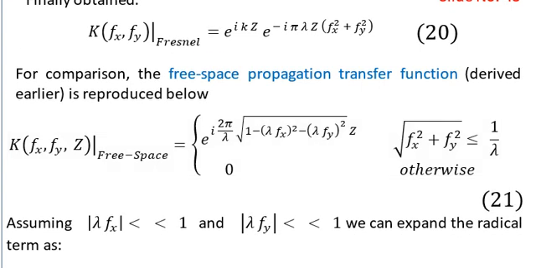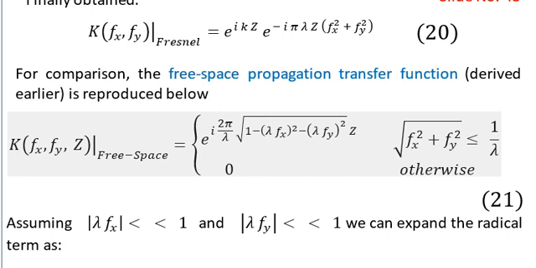For comparison, the free space propagation transfer function derived earlier is reproduced below. In order to compare the Fresnel transfer function with the free space transfer function, we write down the free space transfer function as given in equation number 21. You can see this term in the curly bracket on the right hand side, e to the power iota 2 pi over lambda, square root of 1 minus lambda fx square minus lambda fy square, multiplied by z, which is outside the square root sign.